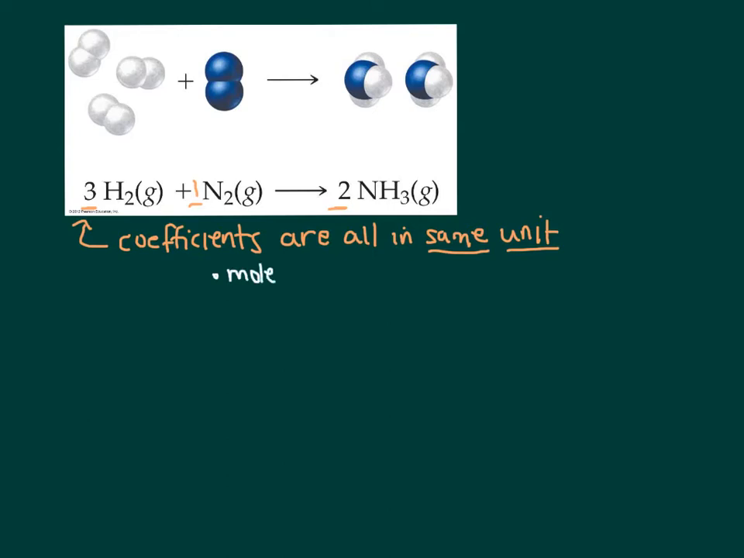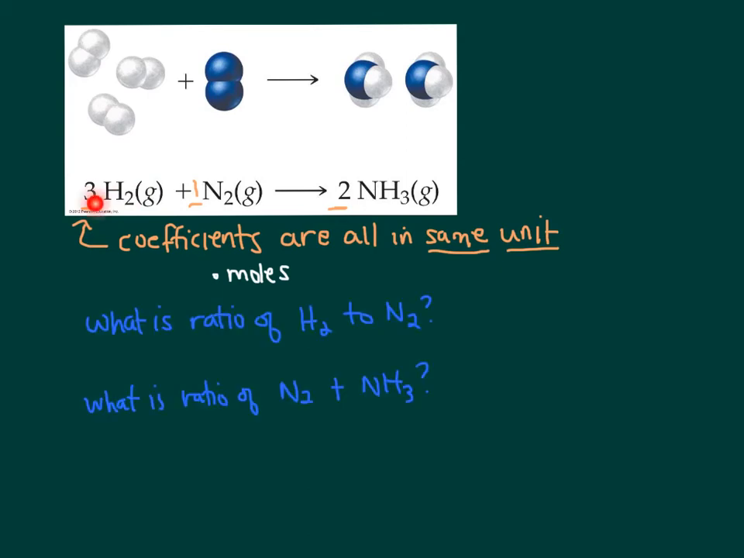That's how you like to read those coefficients, as mole quantities. So 3 moles of H2, 1 mole of N2, and 2 moles of NH3. They can also be molecules, but when you're actually doing a chemical reaction, you're not measuring out like 3 molecules of H2. It would be impossible to actually just get 3 molecules of H2. You would actually think of that as being 3 moles.